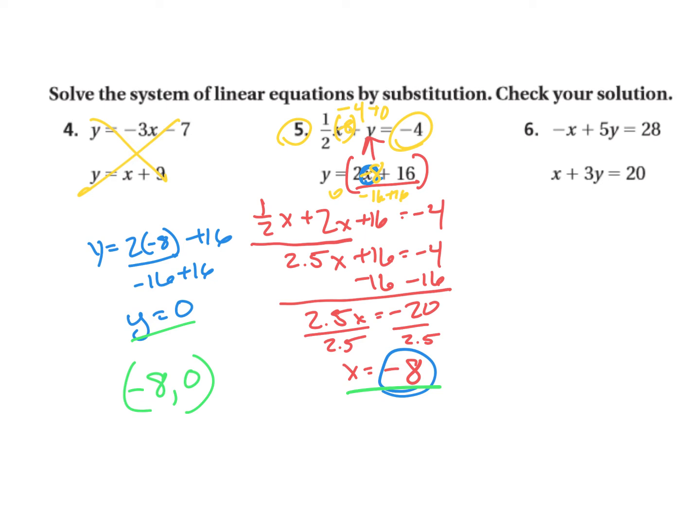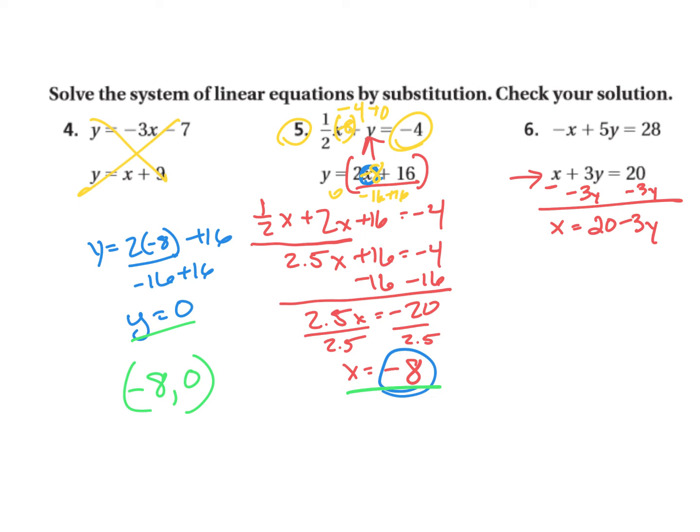Now, we do not have an equation that's equal to a variable, but I'm going to look at this one right here. I have x all by itself. So I'm going to subtract 3y, and that's going to give me my equation equal to one of the variables, 20 minus 3y.